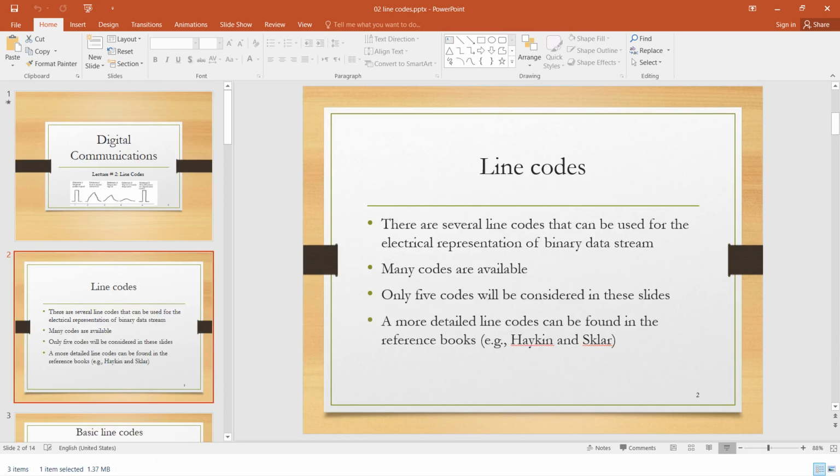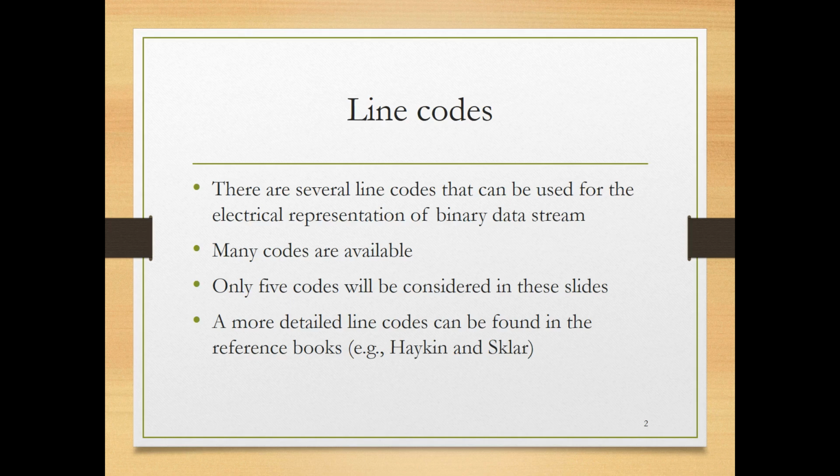what do we do? We need to represent the data bits, the sequence resulting from your PCM modulator, which is composed of zeros and ones, into electrical signals using some line codes. There are several line codes that can be used for the electrical representation of a binary data stream. Many codes are available, however, we will study here only 5 of them.